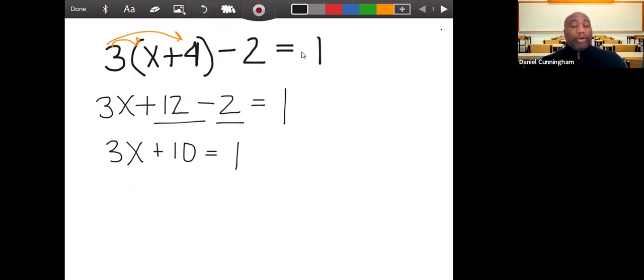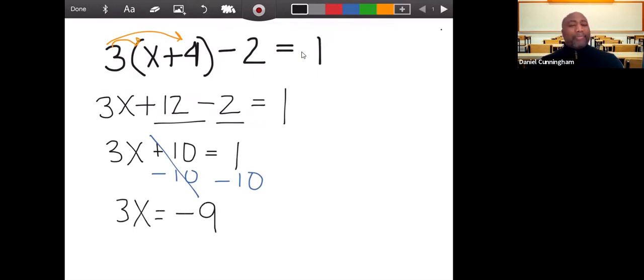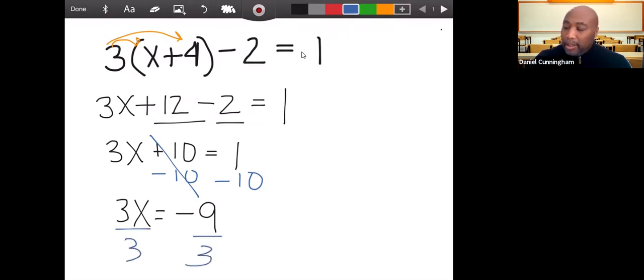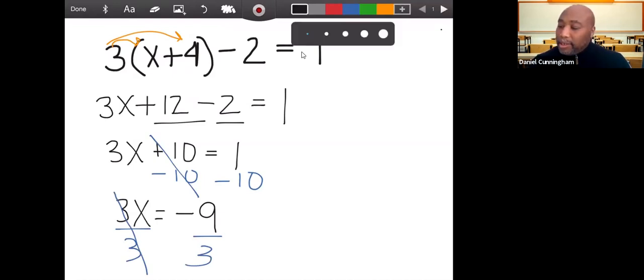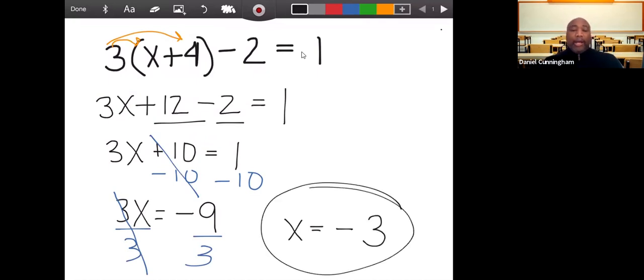So next thing we're going to do now is what? We got the 3 and the 10. Which one are we going to move first? We're going to move that 10 first. So the opposite of addition is subtraction, minus 10. What we do on one side, we do on the other side. That cancels. That gives me 3x is equal to a negative 9, if I'm not mistaken. Then we divide both sides by 3, because that's the opposite of multiplication. And therefore, x would be by itself, and x would equal negative 9 over 3, which is the same thing as negative 3. And that would be our answer for the problem.